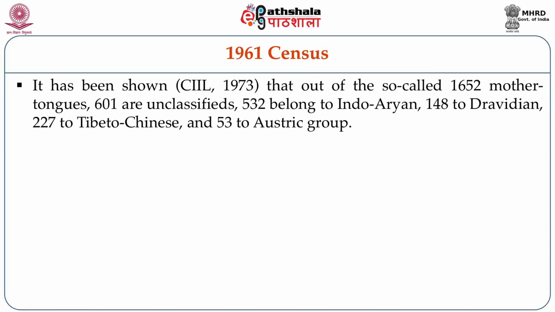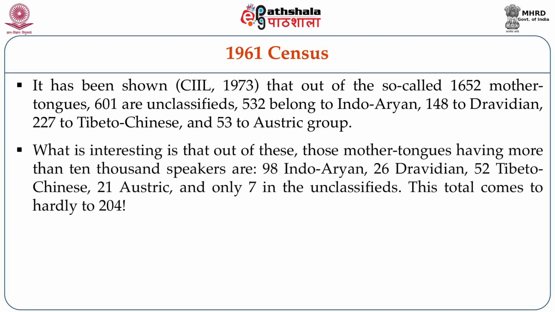out of the so-called 1,652 mother tongues, 601 are unclassified. 532 belong to Indo-Aryan, 148 belong to Dravidian, 227 belong to Tibeto-Chinese, and 53 to Ostic group. What is interesting is that out of this, those mother tongues having more than 10,000 speakers are 98 Indo-Aryan, 26 Dravidian, 52 Tibeto-Chinese, 21 Ostic, and only 7 in the unclassified group. This total comes to hardly 204.